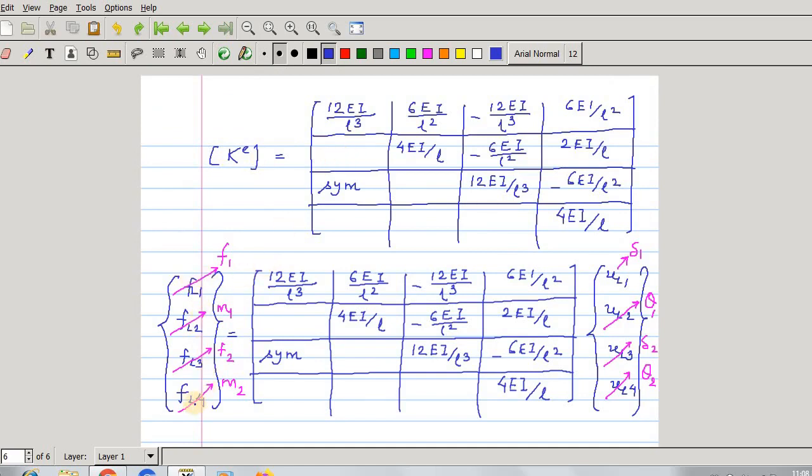For our convenience we'll call them F1, F2, F3, F4, but actually they are force at node 1, moment at node 1, force at node 2, moment at node 2. And here it is UL1, UL2, UL3, UL4: displacement at node 1, rotation at node 1, displacement at node 2, rotation at node 2.